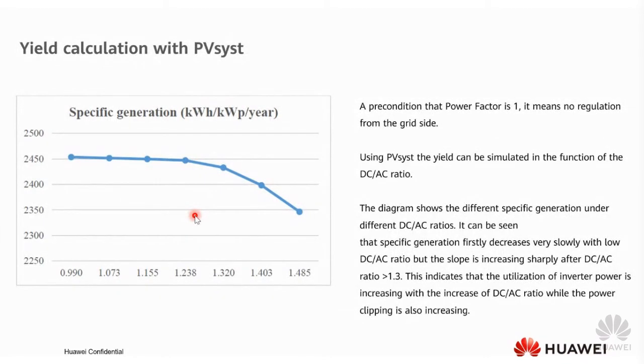So first, as a precondition, we have a power factor of 1. It means there is no regulation from the DSO side. Using PVsyst, we can simulate the specific generation, the specific yield, for different DC/AC ratios. We can see that there is a sharp drop just after a 1.3 DC/AC ratio, which indicates that the clipping loss becomes higher at this point. So it means that even though the DC/AC ratio is changed, it probably doesn't give you any return.